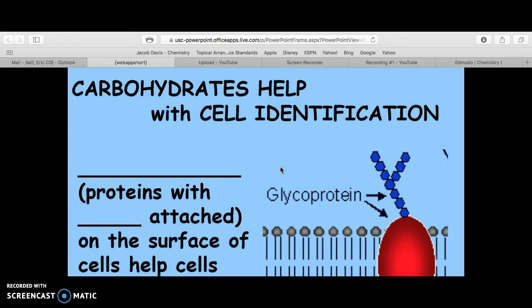Carbohydrates can also help with cell identification. If you notice, they have a glycoprotein there. The glycoprotein is sort of a weird concept between two items here. It's got carbohydrate plus part of a protein. So they have proteins with sugars attached on the surface of the cells, and this helps them recognize, is it part of myself or is it a foreign invader? And so that is definitely important in immunology as well as other factors.